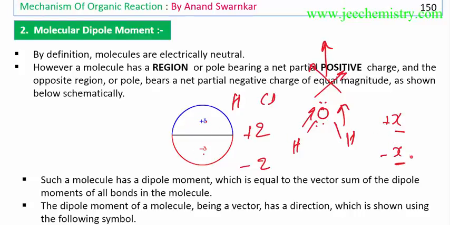If plus x and minus y are there, then they are not equal in magnitude, though they are opposite in charge. But here x and x are both equal in magnitude. That's why delta plus and delta minus are given, meaning equal in magnitude but opposite in charge. I will explain later. The molecule bears a net partial negative charge of equal magnitude, as shown systematically below.